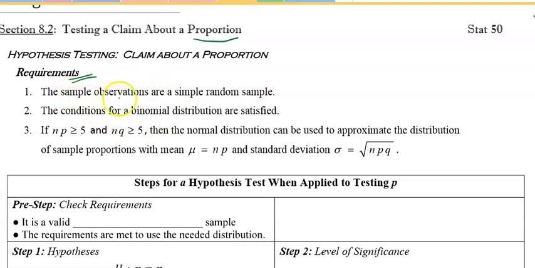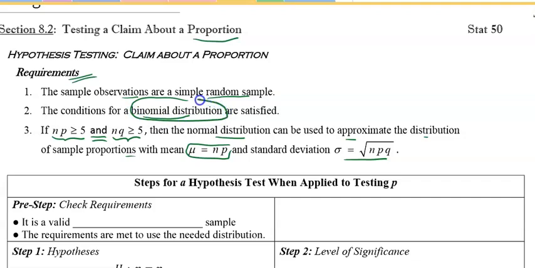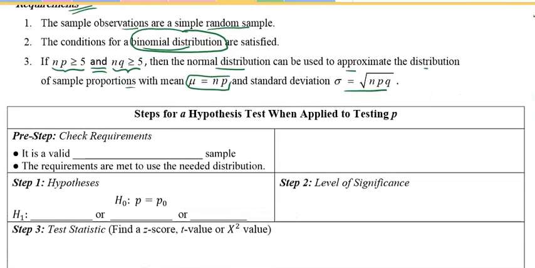1. The sample observations are a simple random sample. 2. The conditions for a binomial distribution are satisfied. 3. If np is greater than or equal to 5 and, not or, nq is greater than or equal to 5, then the normal distribution can be used to approximate the distribution of the sample proportion, with the mean equal to np and the standard deviation equal to the square root of npq, which is the binomial distribution average and standard deviation.